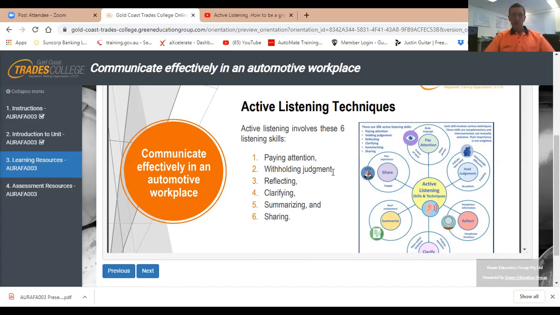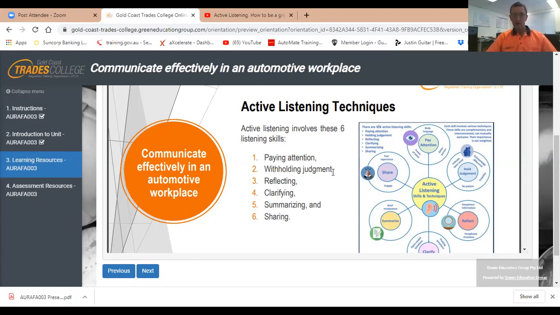Another one, number 3 here, is reflecting. So reflect on what's been said. That means think about it yourself before you respond. You reflect on what's been said, and then you might respond with something a little more thoughtful. So reflecting is another part of active listening.